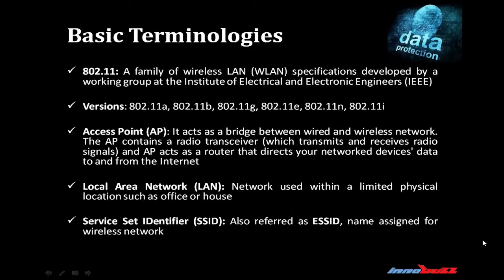Some terms are access point. Access point acts as a bridge between wired and wireless network. The access point transmits and receives radio signal, and acts as a router that directs your network device to and from the internet. Second one is local area network, which is called LAN. A network used within a limited physical location, such as an office or house, is called a local area network. It can be wired or wireless network. Service set identifier, which is also called SSID, also referred to as ESSID, is the name assigned to a wireless network.